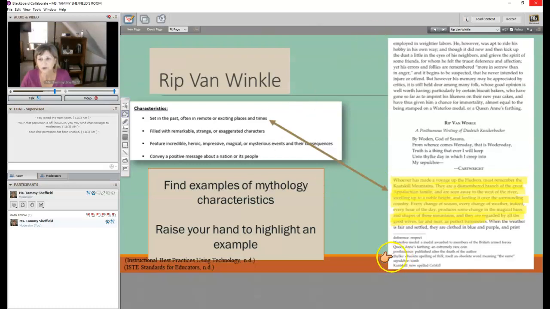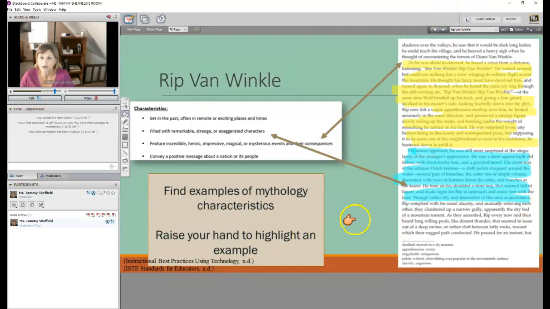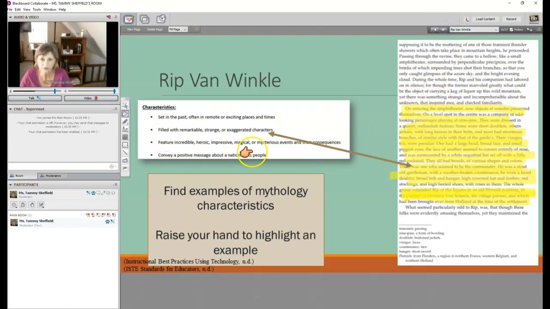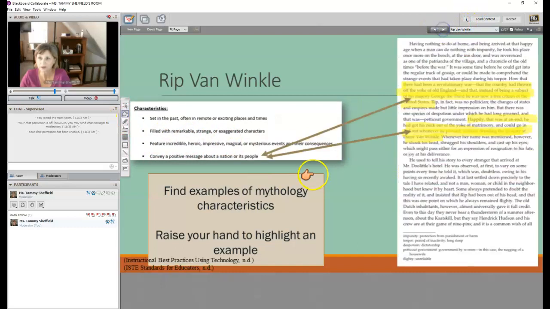Anyway, what we did is we went through and found examples of each of these characteristics. So here you can see they found an example of the first characteristic, said in the past, often in remote and exciting places and times. On another page, we found examples of the characteristic feature incredible, heroic, impressive, magical, or mysterious events and their consequences, and an example of filled with remarkable, strange, or exaggerated creatures. And on this page, more characteristics of the characters. And then finally, we found a couple of examples to convey a positive message about a nation and its people.